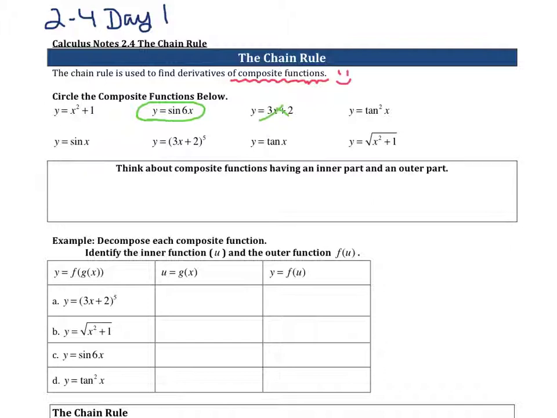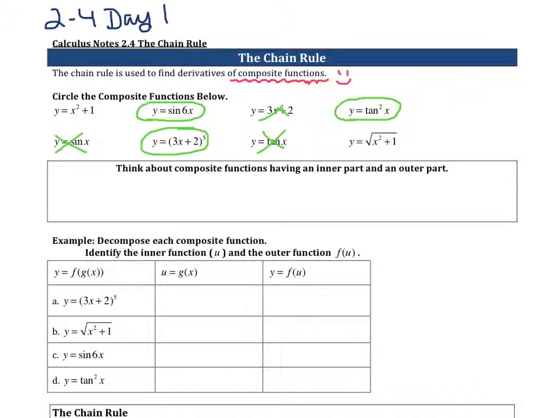y equals tangent squared x. This is a composite function, and we're going to come back and talk about it in a couple of minutes. y equals sine x, not a composite function. y equals (3x plus 2) raised to the 5th power. This is a combination of two functions. You have your inside function, which is 3x plus 2, and your outside function, which is taking that and raising it to the 5th. y equals tangent x, not a composite function.